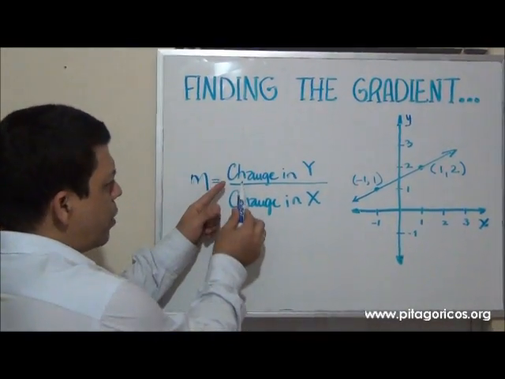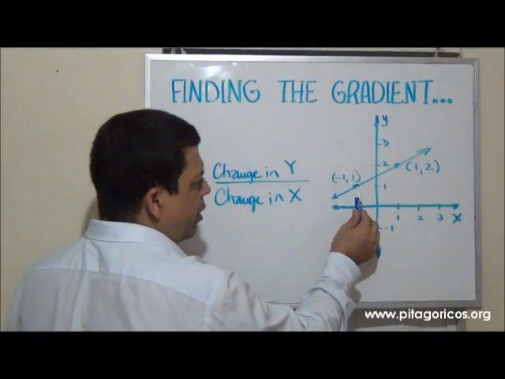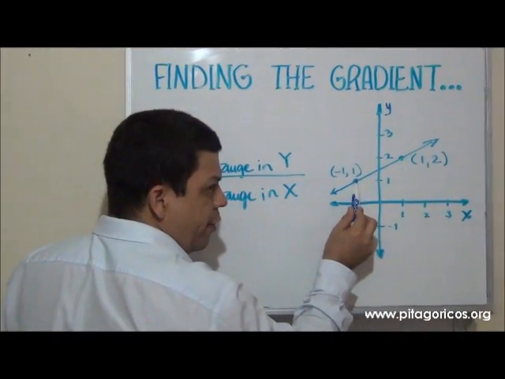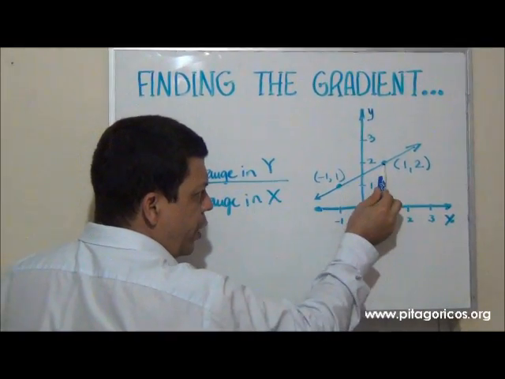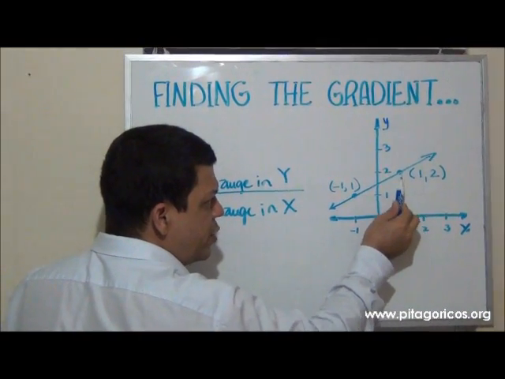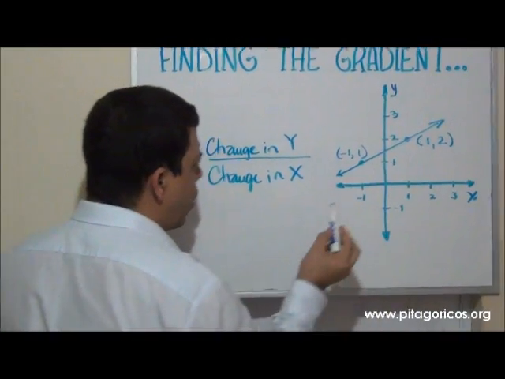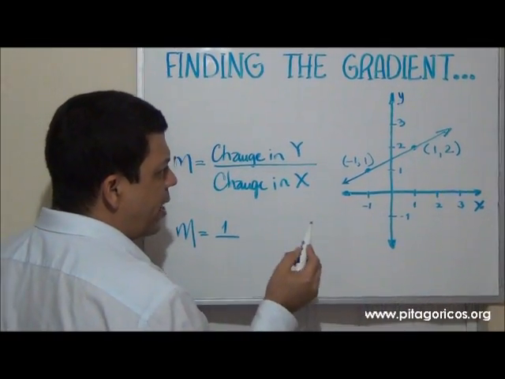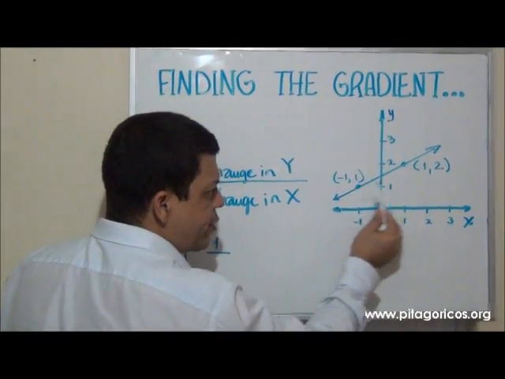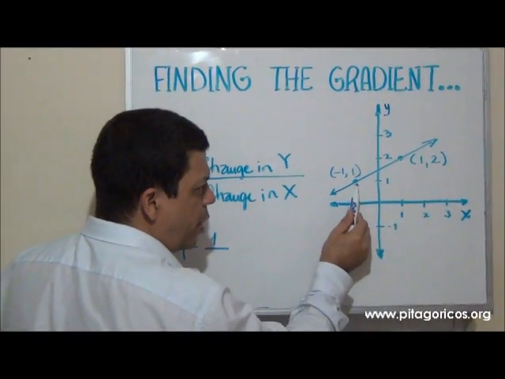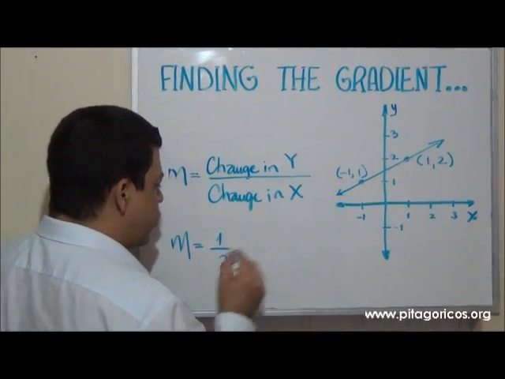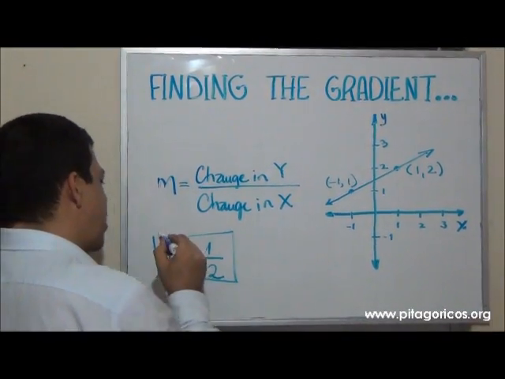So what was the change in y for these 2 points? Let's see. To go from here to here, the change in y was 1 unit. So I can put it like that, m equals 1 divided by, what was the change in x, that is the horizontal part from here to here? That was 2 units. So it's 1/2. So my gradient is 1/2.